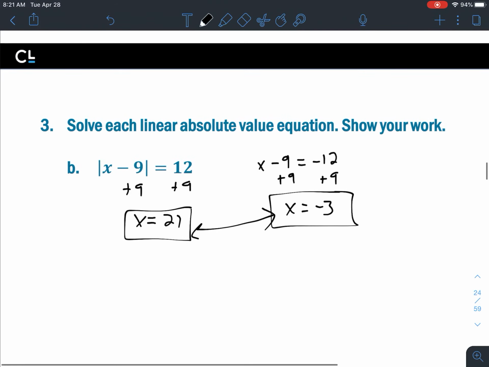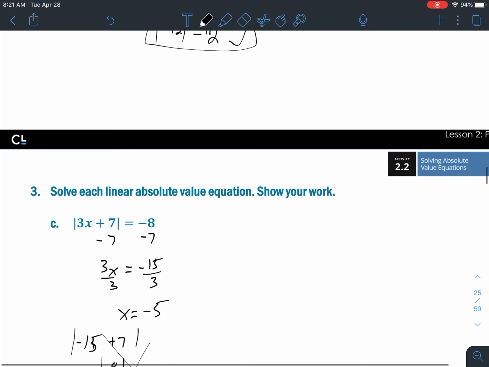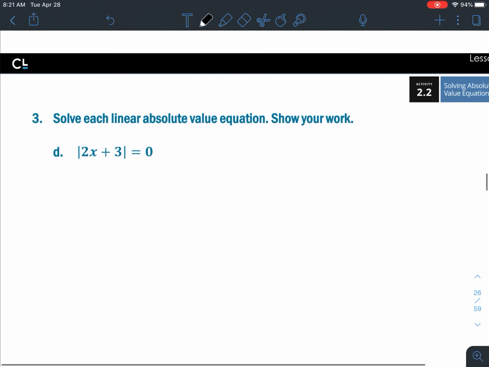So like if I went back here and I plugged in, say, negative 3 minus 9, that gives us negative 12. But the absolute value of that is 12 then, where that works. Where here it does not work then.